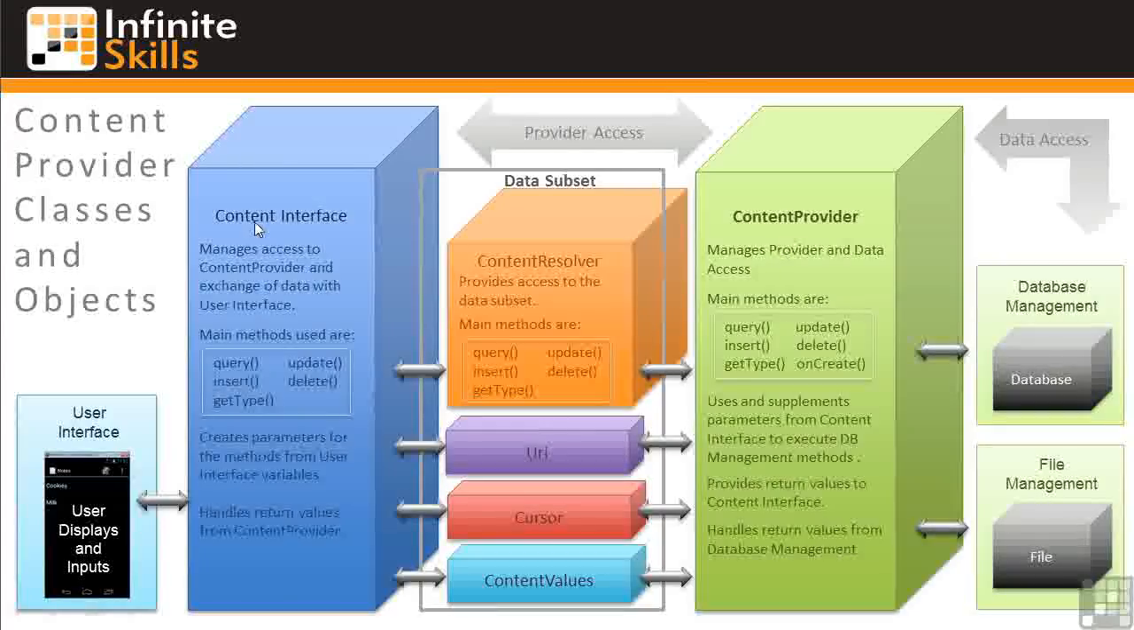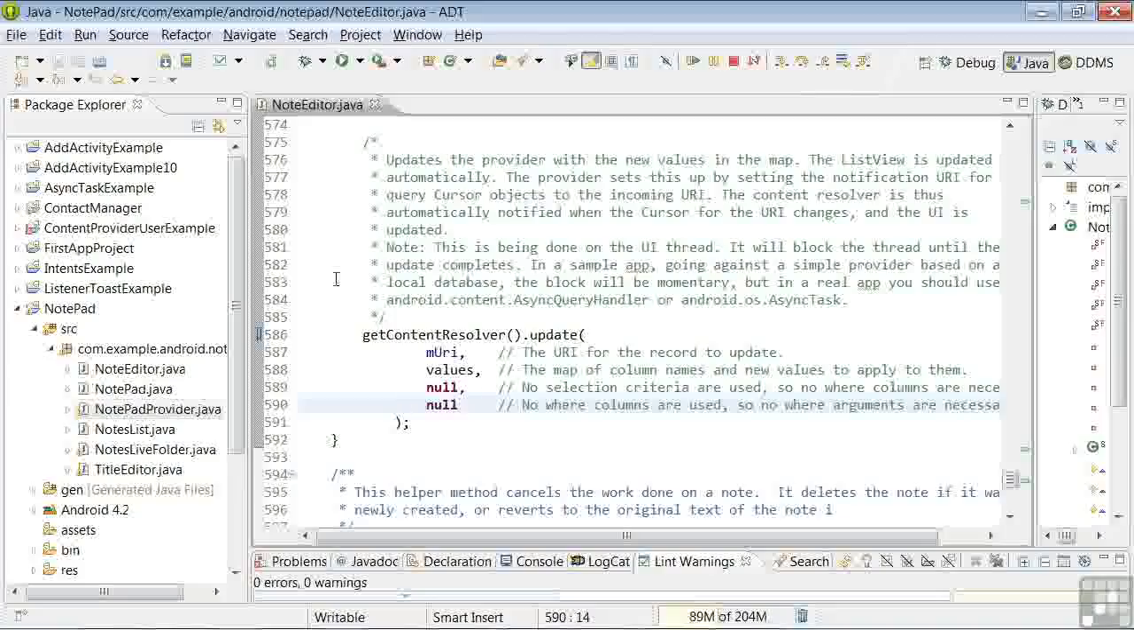The content interface is my label for this group of code. In some apps, it might be located in a single activity. In other apps, it might be spread out among a number of activities. But let's take a look inside our sample app at some content interface code. In our sample Notepad app, there's content interface code in the Notes list, Note editor, and Title editor source modules. For example, in the Note editor file, starting at line 586, we have a statement that uses the update method.